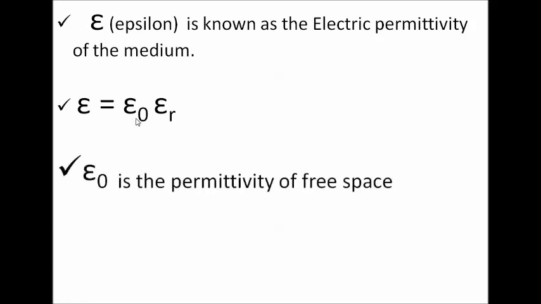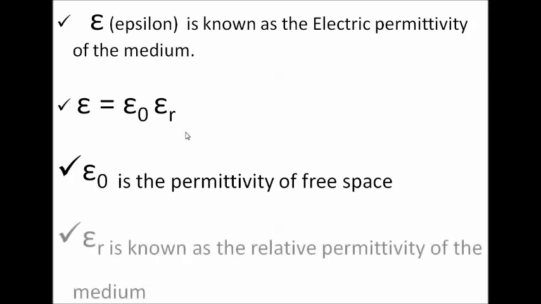We can find the electric permittivity of a given medium using the expression epsilon is equal to epsilon 0 into epsilon r, where epsilon 0 is the electric permittivity of free space or vacuum. Epsilon r is the relative permittivity of the medium. Epsilon r is sometimes also known as the dielectric constant of a given medium. Clear? Electric permittivity of a given medium we can find using epsilon equal to epsilon 0 into epsilon r.